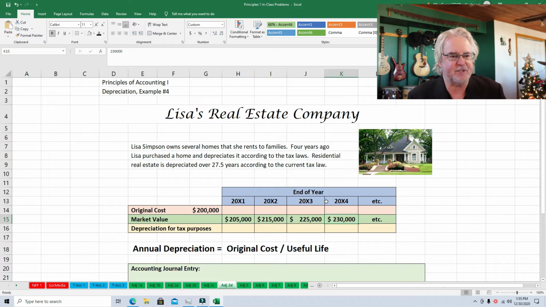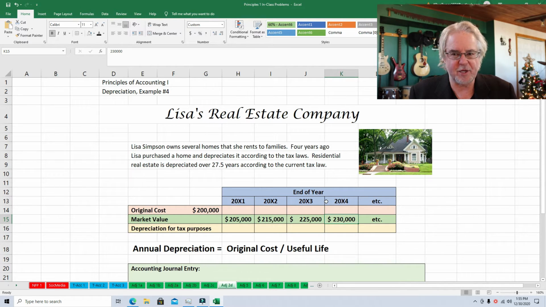I remember when it was a little bit less than that, but then Congress changed the tax laws and extended it out just a little bit. So anyways, 27 and a half years. Now, why not 27 or 28 or a nice even number like 30? But they chose 27 and a half. That's just the tax laws.